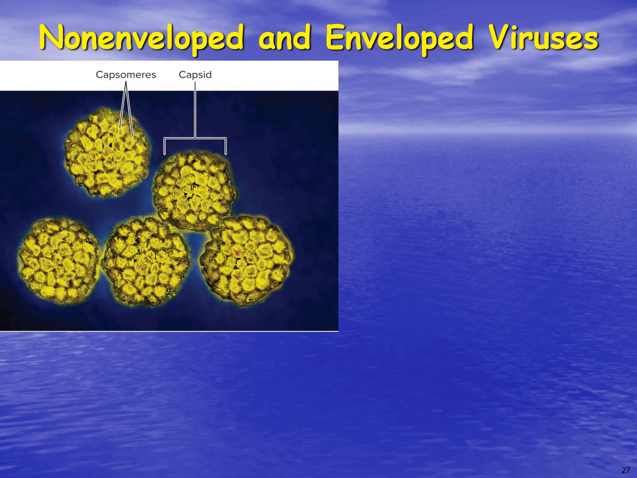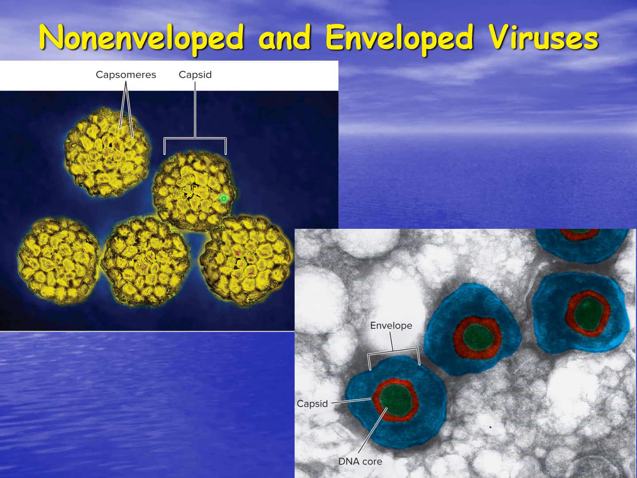So just showing a naked or non-enveloped virus here with the capsid. This would be the capsid in the red, and then the envelope is around the outside. So another way that we can identify viruses: are they non-enveloped or naked, or enveloped viruses?